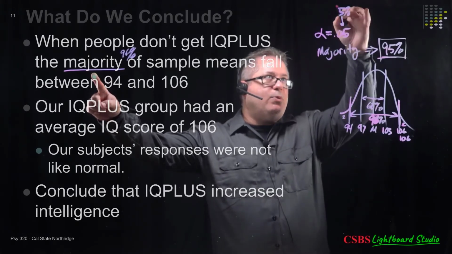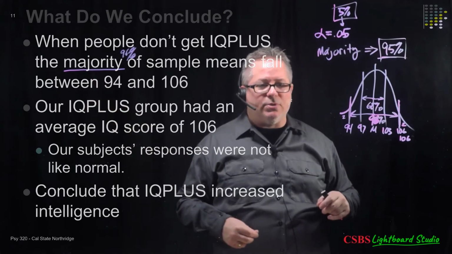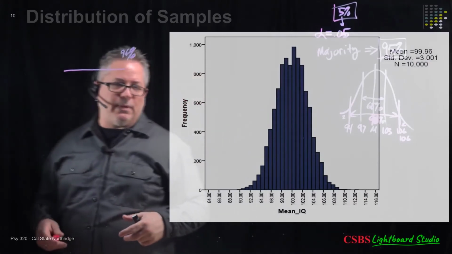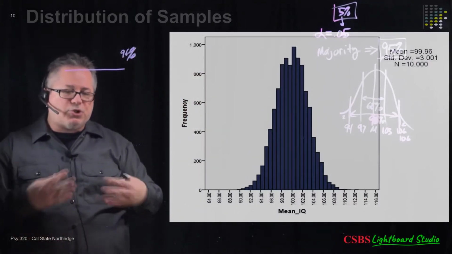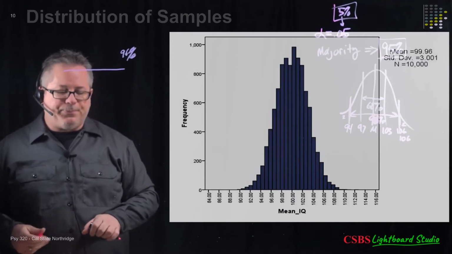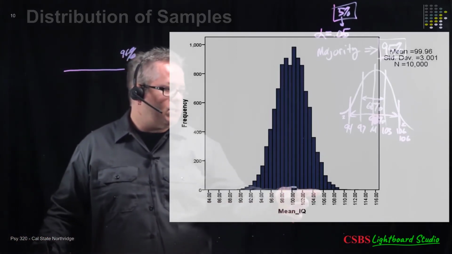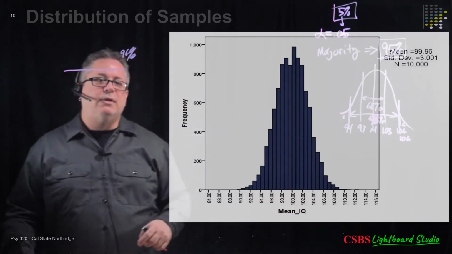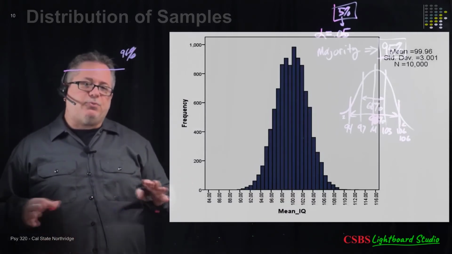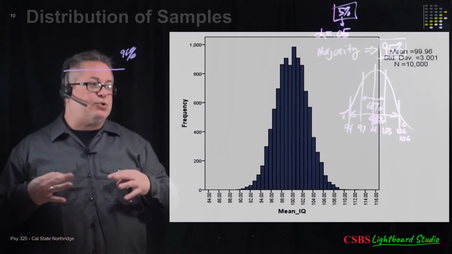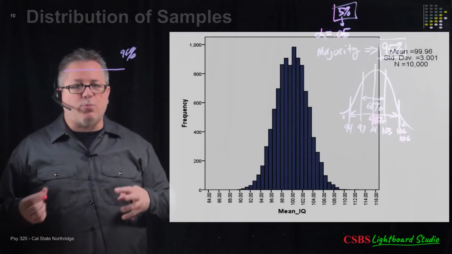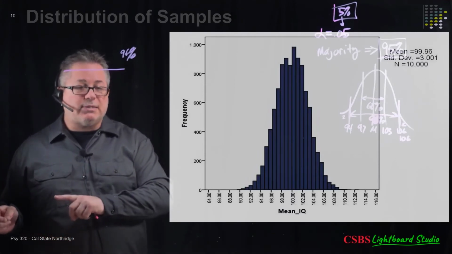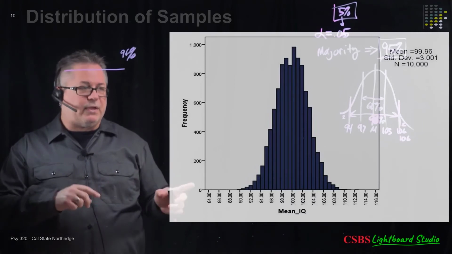It comes down to how we define unusual. Remember I said in our last slide that the reason we can make an argument that our 106 shows evidence in support of IQ Plus is because our 106 falls in a place that is very unlikely. It's very unusual to get a 106 just through random chance. Because getting it by chance is unusual, unexpected, and has a low probability, we're going to decide in favor of IQ Plus instead of favoring random chance.